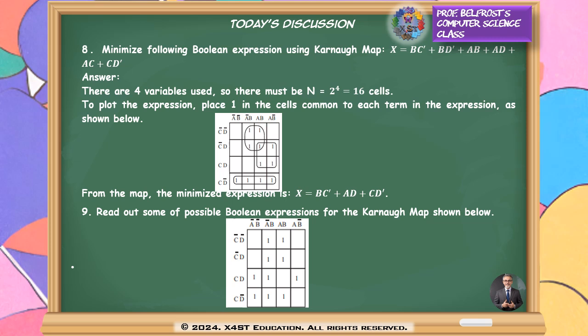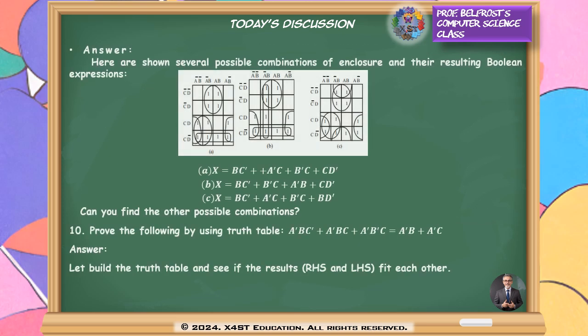Yeah, that's done. Number 9. Read out some possible Boolean expression for the Karnaugh map shown below. For some Karnaugh maps, there is no single answer because you can group in any way that you want, and the simplification rate may also be the same. So it's up to you. So here are some possible combinations, and maybe you can find more. Please tell me in the comment section.